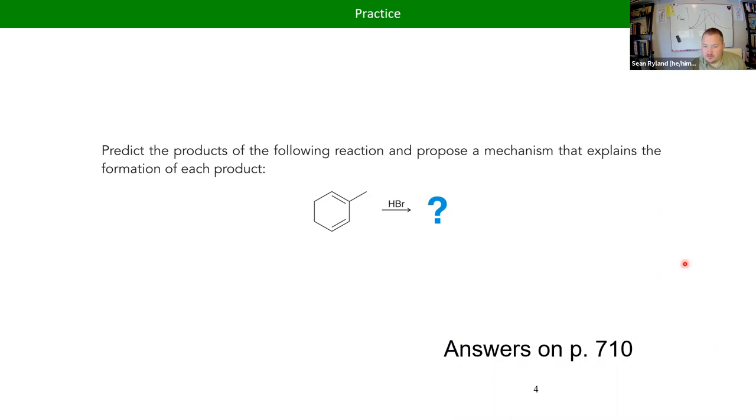All right, so let's start working through this. The first step looks the same for both mechanisms, right? Our first step for each of these is just, we need to start by protonating something somewhere. So where are we most likely to protonate? It has to be one of a couple places, right?